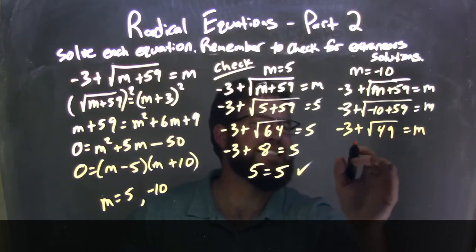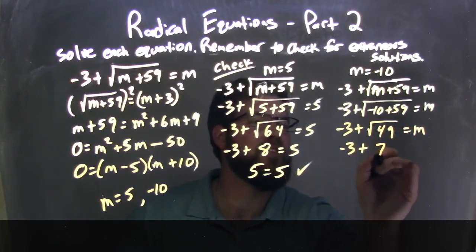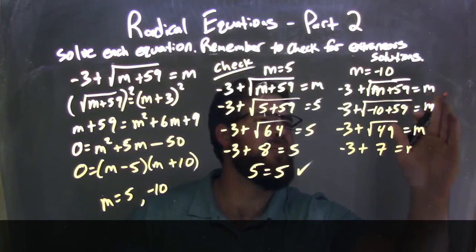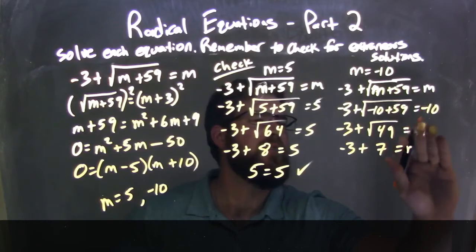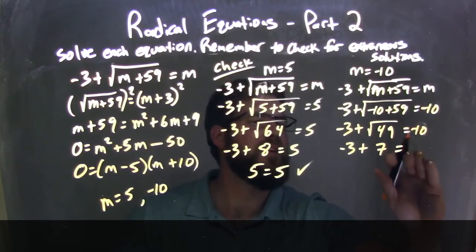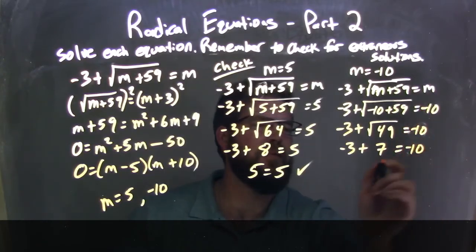Square root of 49 is just 7. So I have negative 3 plus 7 equals m. And why didn't I plug in m here, or negative 10? What am I doing, forgetting that? Can't forget that step. Ignore what I did earlier. Put a negative 10 in. Can't believe I did that.